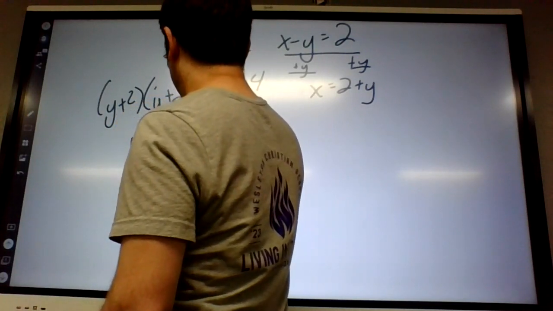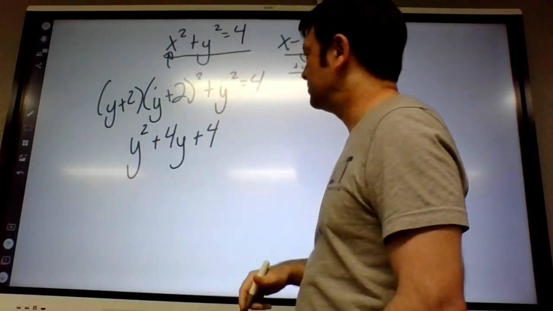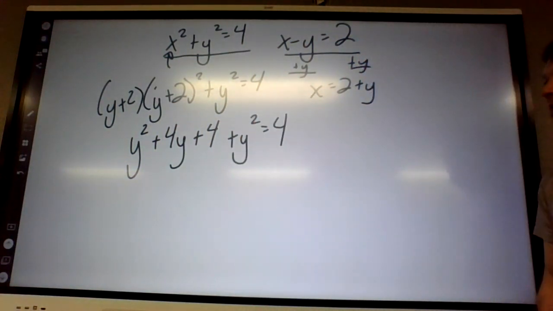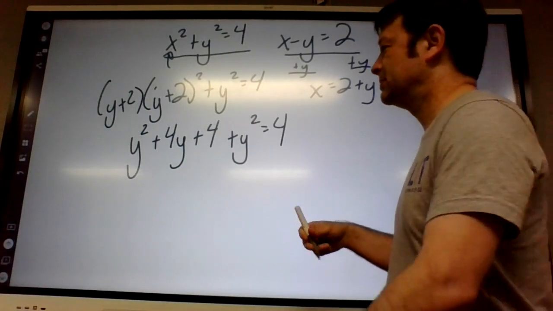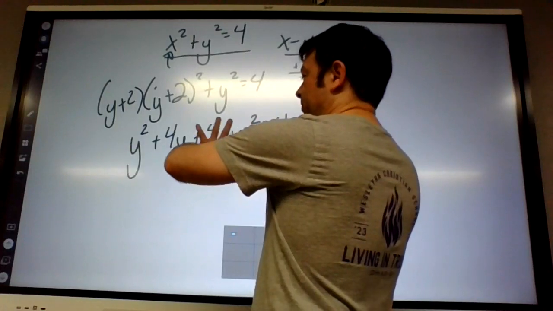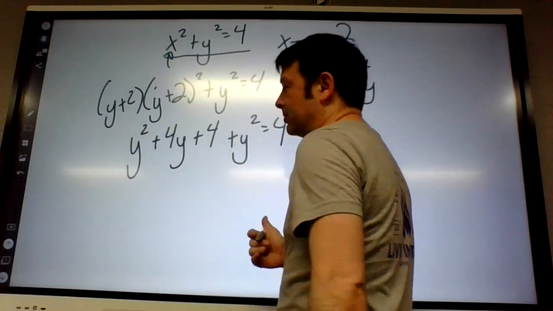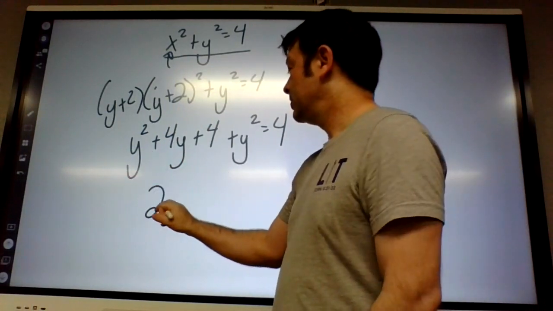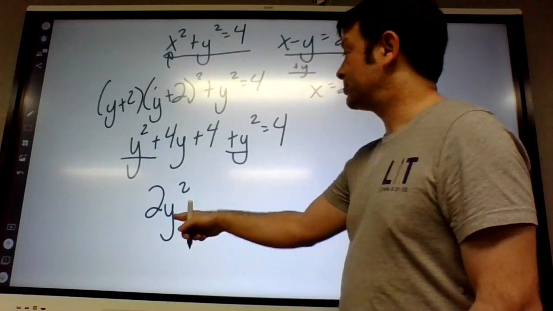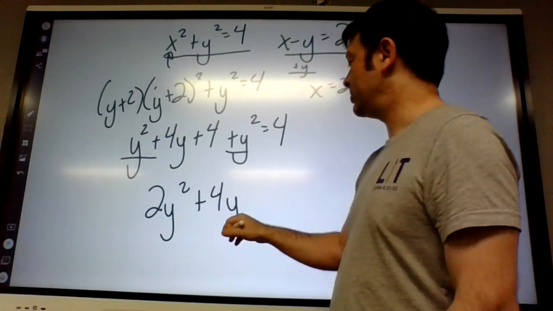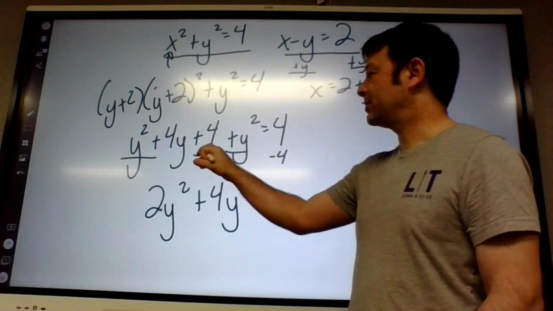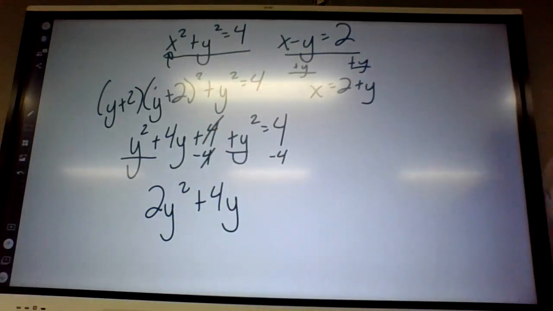So if we FOIL that, we get that. Now it's a y squared equation, so how do we solve y squared equations? Put everything to one side and probably factor it, or if that doesn't work, quadratic formula. So let's add the y squareds together. Y squared plus y squared is 2y squared plus 4y. What do I do with this 4 right here? Subtract it, because we want nothing over there. So that will cancel out.